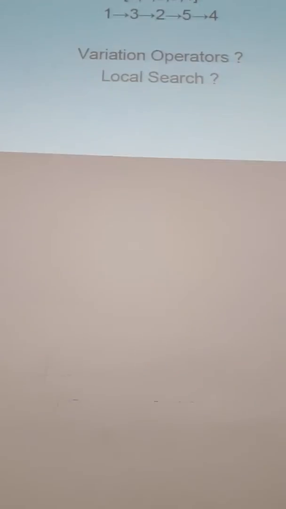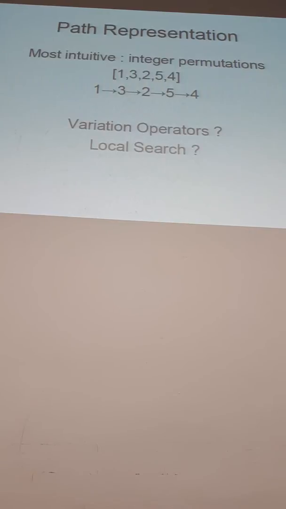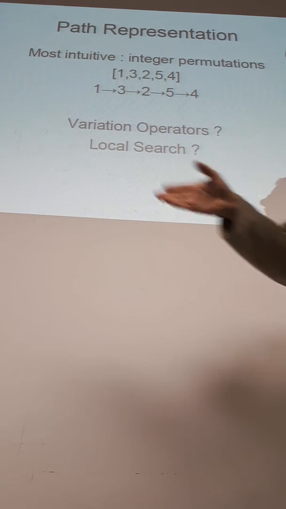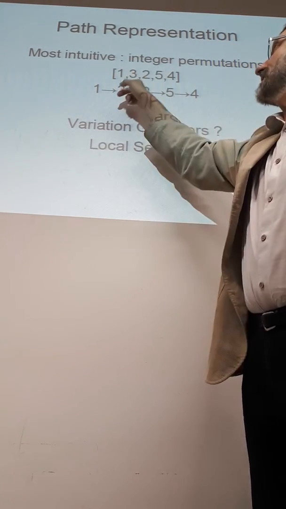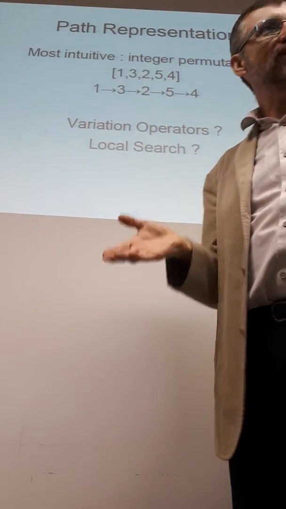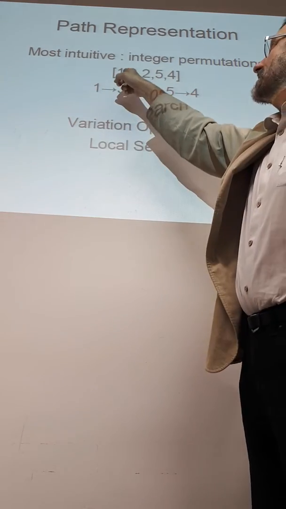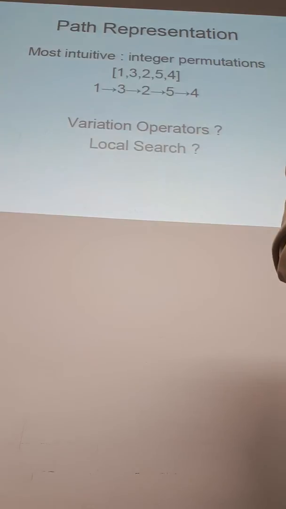Okay, so it is called integer permutation representation, and for this we have to generate variation operators. For genetic algorithms, we have mutation and crossover. Do they work for this representation? How does mutation work? We change one number. If we mutate 3, it could be 1, 2, 4, 5. So let it be 2. We'll have 1, 2, 2, 5, 4. So it means that city number 3 will never be visited. So mutation does not work.